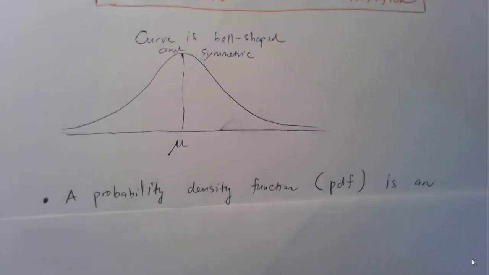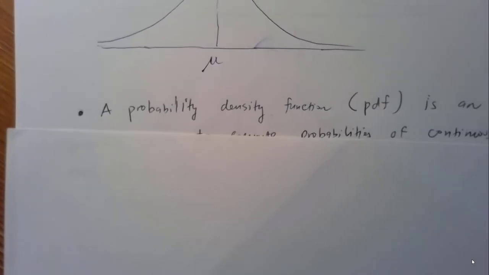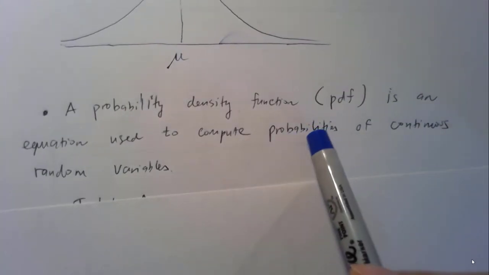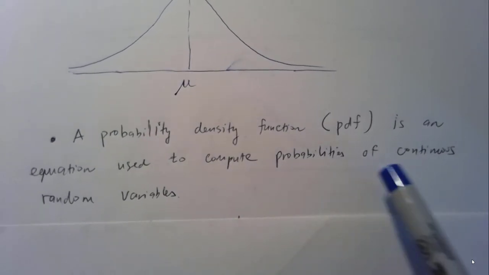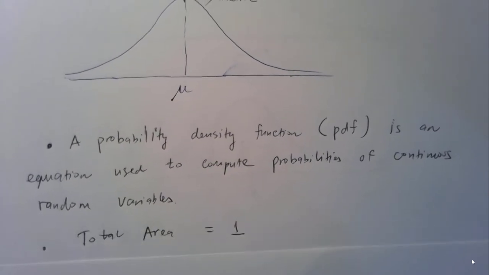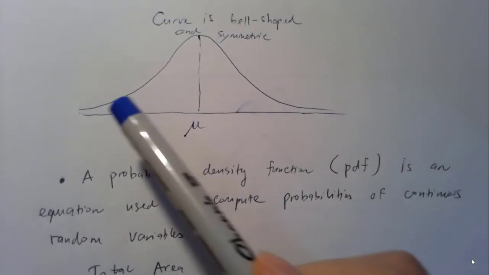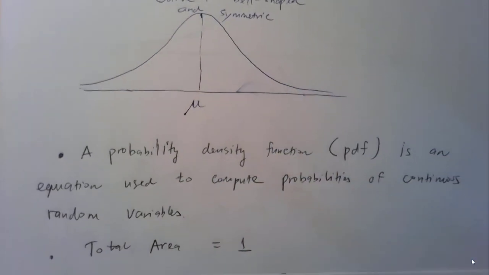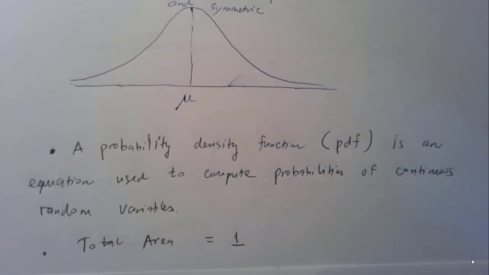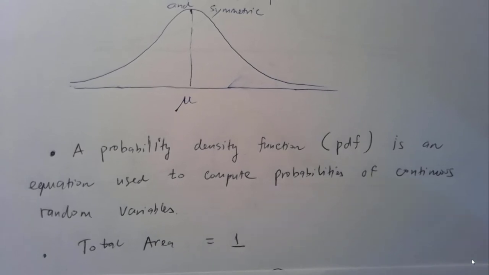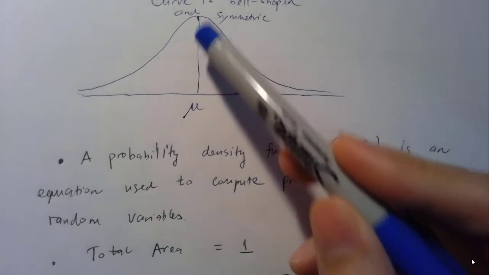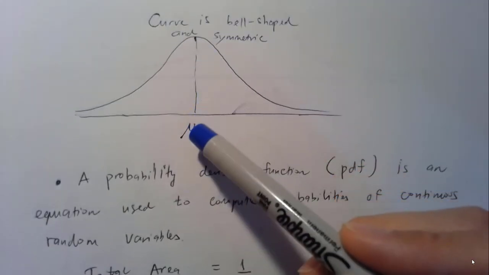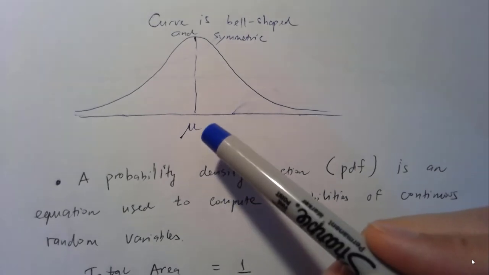There are a few important characteristics of the normal curve. A probability density function, or PDF, is an equation that we use to compute the probabilities of continuous random variables. The total area under the density curve is 1, and because the total area is 1, there is a correspondence between the area and the probabilities. The mean of the curve is at the center, and in this case the mean is also the median and the mode of the distribution.